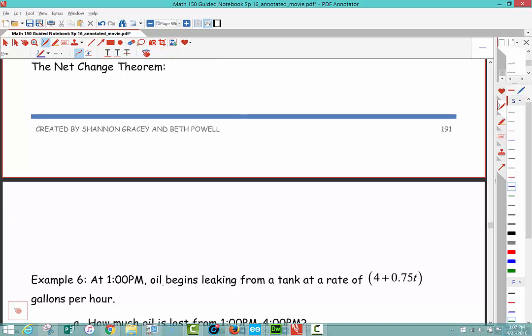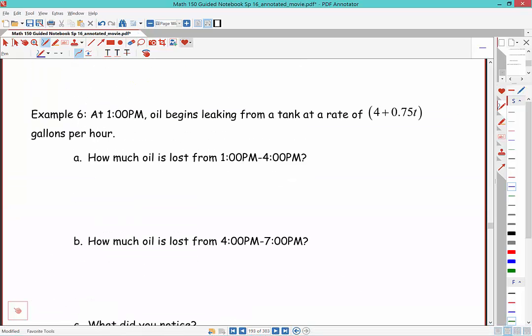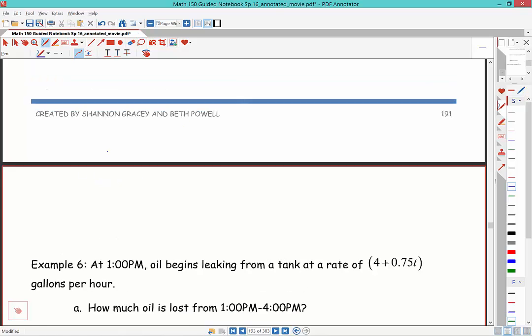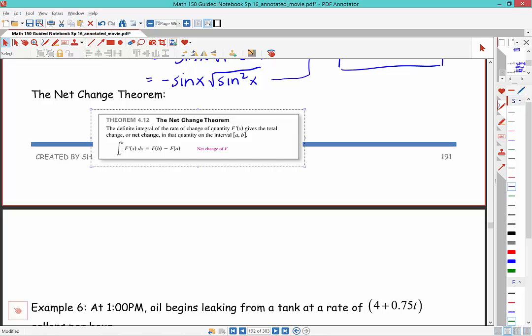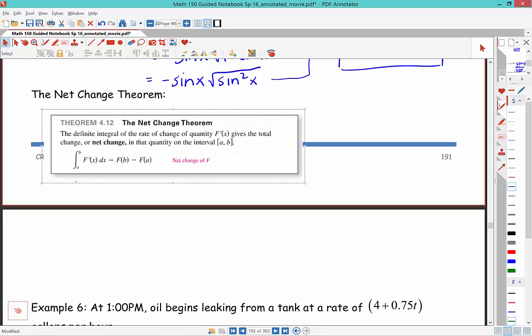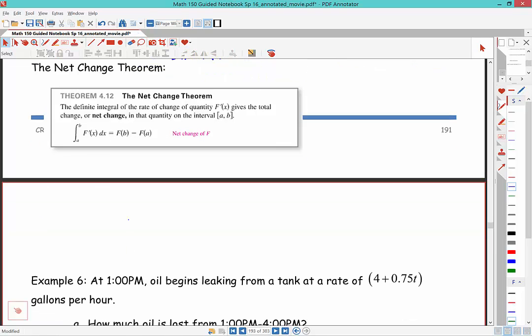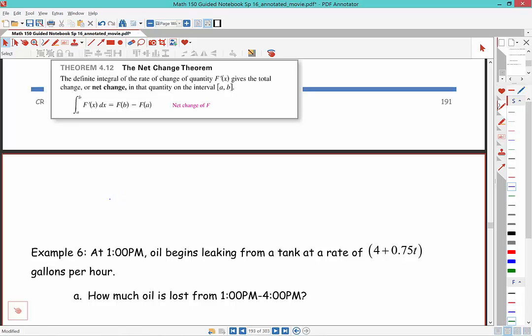It basically says that the definite integral of the rate of change of a quantity, F prime of x, gives the total change or net change in that quantity on the closed interval from a to b. So if you have the integral of F prime of x, where F is an antiderivative, with respect to x, then that's just going to be equal to F of b minus F of a. Okay, so let's take a look. We've got this oil leak going on, and we've been given a rate. So that tells us it's our capital F prime of x.